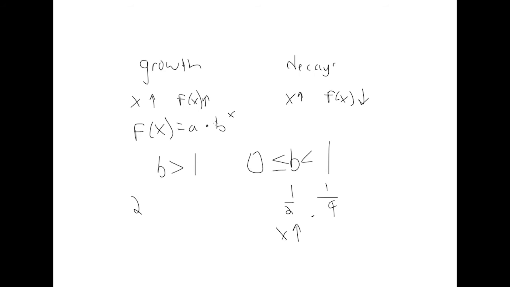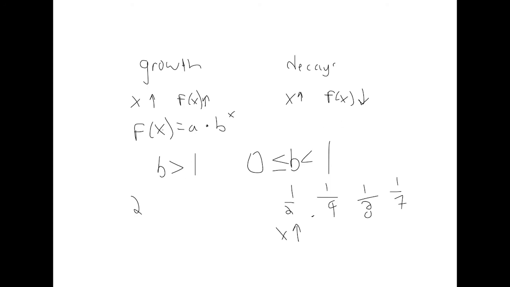Now, if b is more than 1, then you're going to be multiplying by something that's more than 1 a lot, and that means that you're going to increase. But if you're multiplying by something that's less than 1, you're decreasing because you're halving or you're quartering, or maybe it's like an eighth or a seventh, anything between 1 and 0, right?